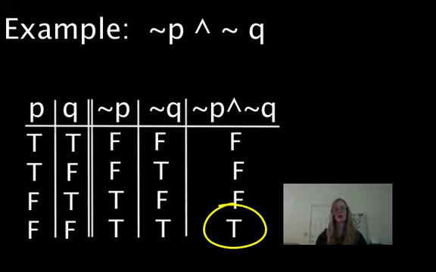So not P and not Q is only true when looking at our original statements, when P is false and when Q is false. So we have to start out with 2 statements that have a truth value of false in order to get this combination to be true. And that's the only case. In every other case, it's false.